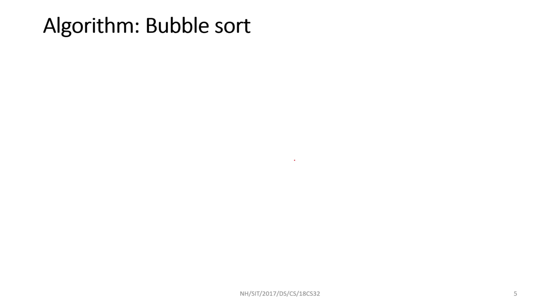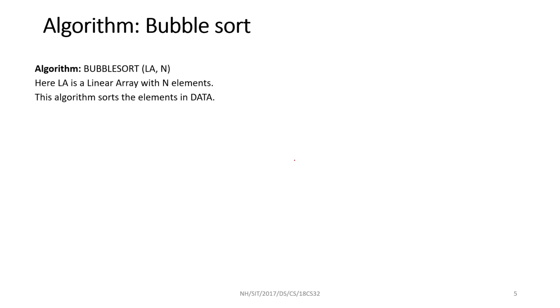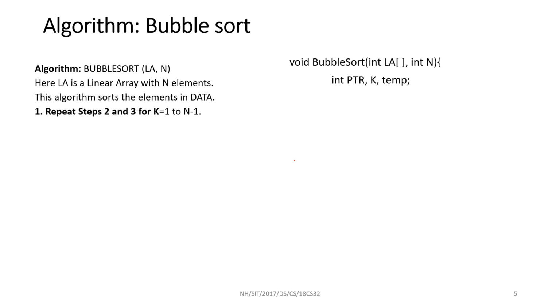The algorithm is given here. It takes a linear array LA, which has n number of elements. The equivalent C program is also shown on the right side. We'll be using 3 variables, ptr, k and temp: ptr and k for loops, temp for swapping purposes. LA is a single dimension array and n is its size. In step number 1, the number of passes goes from 1 to n minus 1: first pass, second pass, third pass, fourth pass. The k value starts from 1 to n minus 1. This is the equivalent C code.